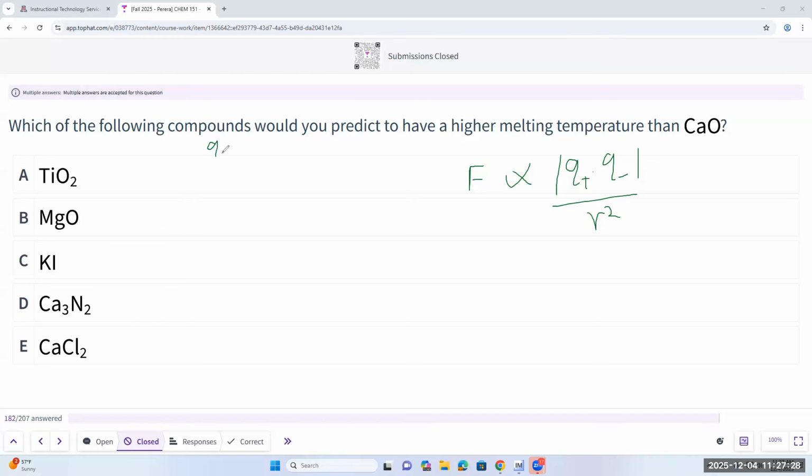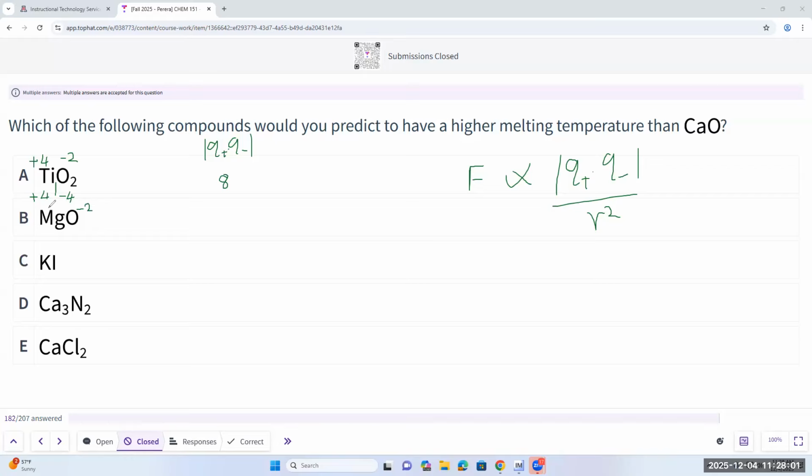Now, let's do the charge products for these. Titanium, I don't know the charge, but oxygen, I do know the charge. Oxygen is -2 always because it's in the 6th group. We have 2 of them. Therefore, my anion site must have a charge of -4. And therefore, my cation site must be +4 because we only have 1 cation. Charge of 1 cation must be +4, making the charge product absolute value 8, which is huge.